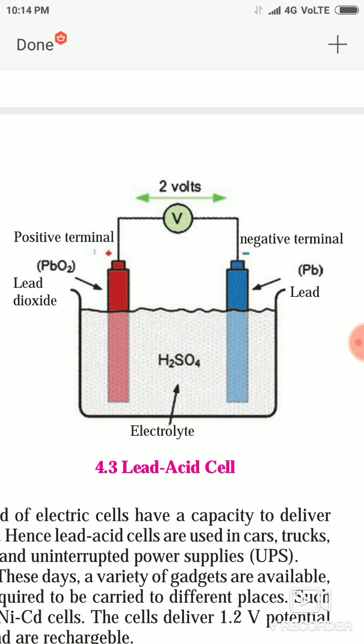Such gadgets use this type of cell, which creates a potential difference of 1.2 volt, as compared to the lead acid cell. It is a very small amount, but it creates a current of 1.2 volt and it is rechargeable. If charging is done, we can recharge it. So this is about the nickel cadmium cell.